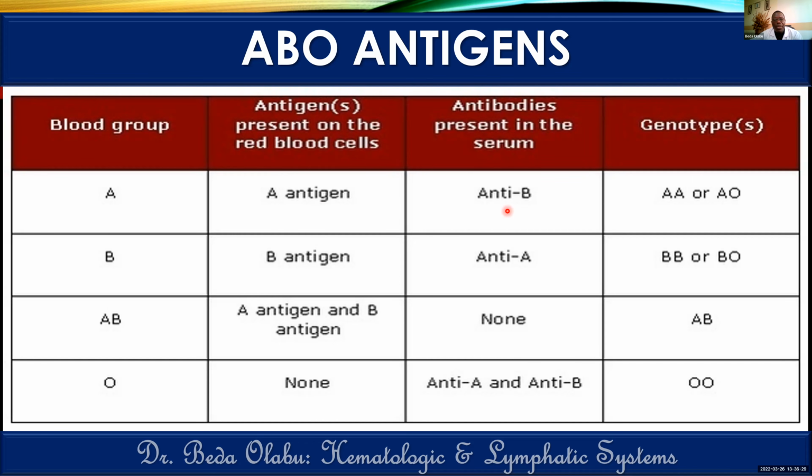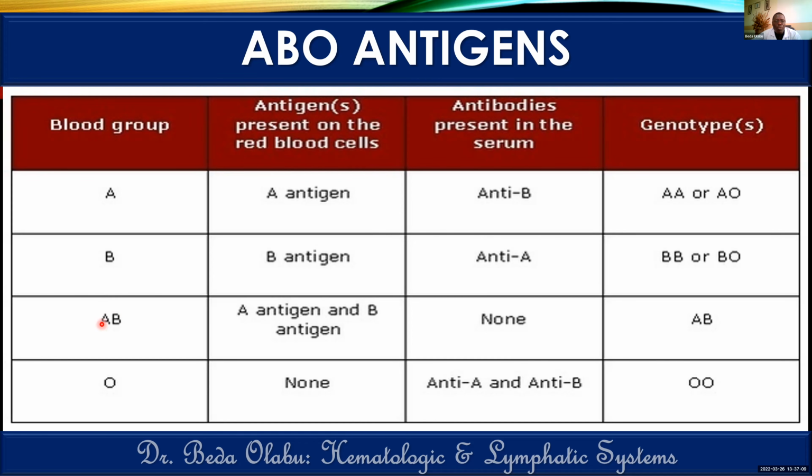And so somebody who is blood group A, their red blood cells have antigen A, but the plasma contains antibodies against the antigen B. And that will also apply to somebody who is blood group B. Their red blood cells have the antigen B, but their plasma or serum contains antibodies against the antigen A. And that is why they don't have it.